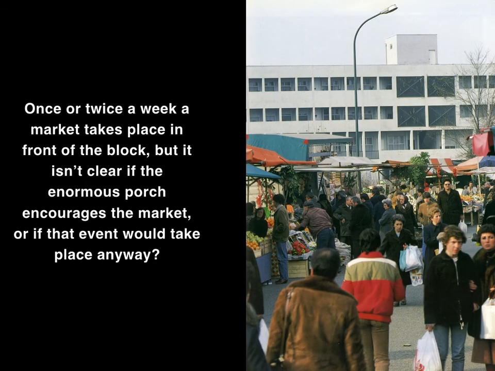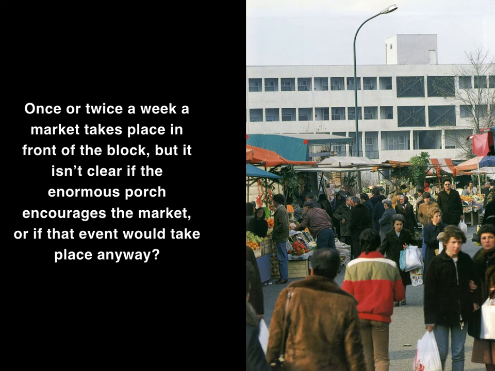Once or twice a week, a market takes place in front of the block, but it isn't clear if the enormous porch encourages the market or if the market would take place anyway. I wonder if Rossi's porch really does operate as a place of exchange, or is it perhaps just another portion of ambiguous circulation space, albeit a portion disguised in the image of an ancient Greek Stoa?